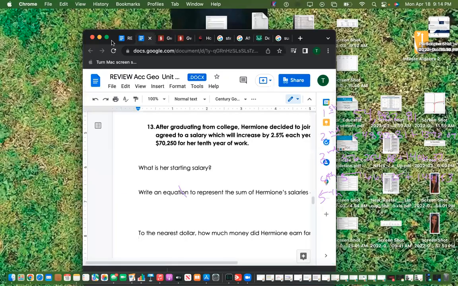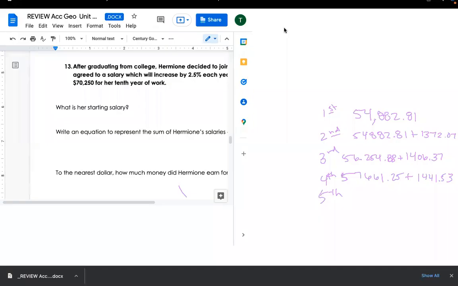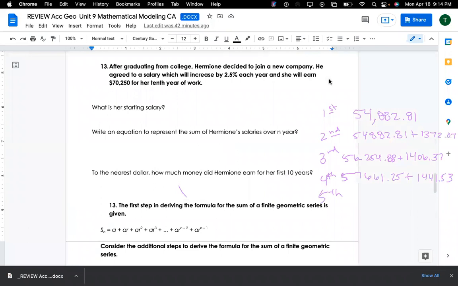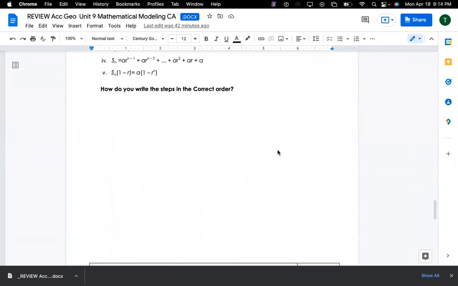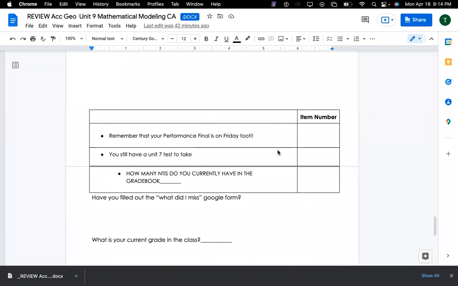So with the review guide, one thing that I would like for you to do, down here at the bottom, I think it's on the very back page. Remember that your performance final is on Friday. I'm going to post that video in just a second onto your e-class page. You still have a unit 7 to take. So a lot of y'all have been asking me about what you can do for your grade. Remember, you have another unit test, and then how many NTIs you currently have in the grade book.